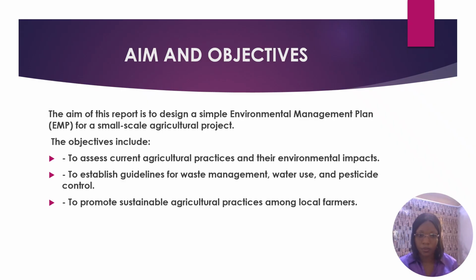Aims and objectives. The aim of this report is to design a simple environmental management plan (EMP) for a small-scale agricultural project, and this includes to assess current agricultural practices and their environmental impact, to establish guidelines for waste management, water use, and pesticide control, and to also promote sustainable agricultural practices among local farmers.